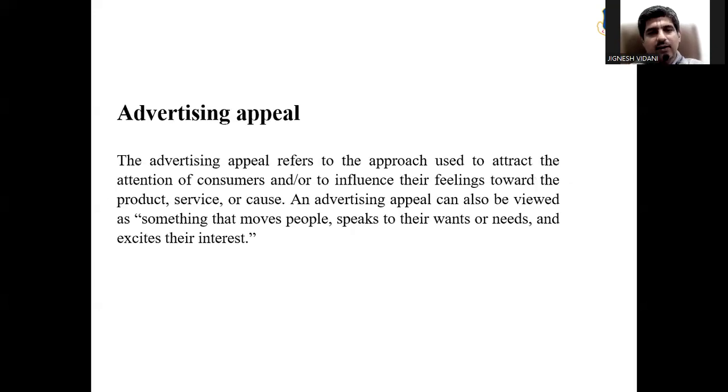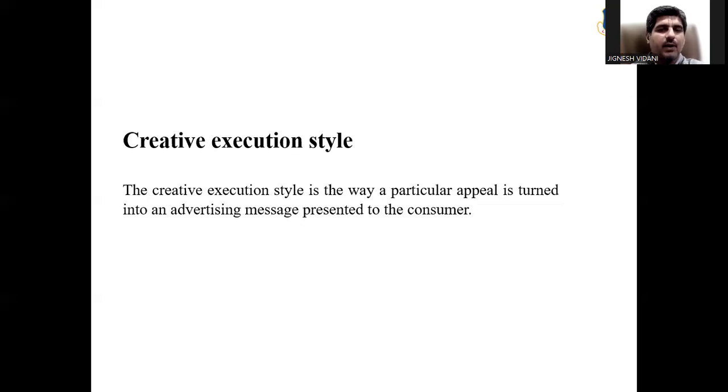Advertising appeal. The advertising appeal refers to the approach used to attract the attention of consumers and/or to influence their feelings towards the product or service or cause. An advertising appeal can also be viewed as something that moves people, speaks to their wants or needs, and excites their interest. Creative execution style. The creative execution style is the way a particular appeal is turned into an advertising message presented to the consumer.